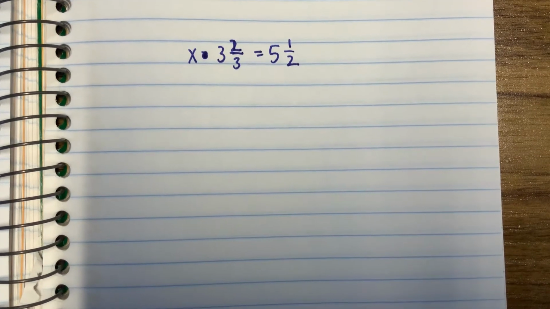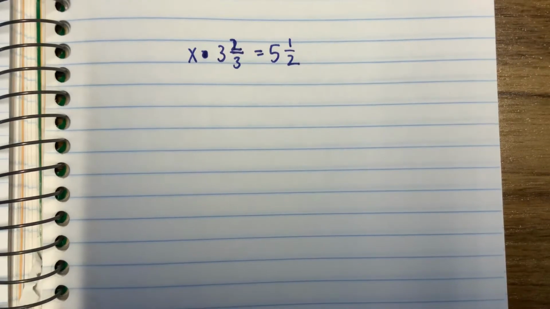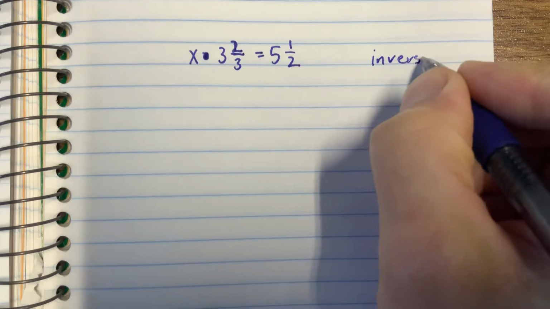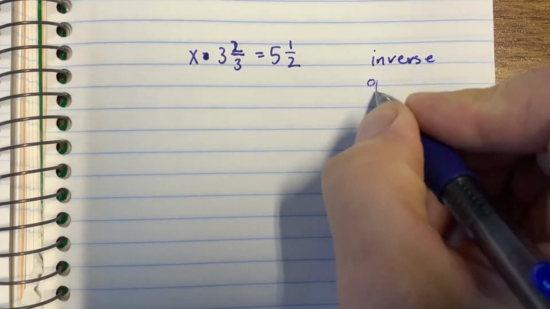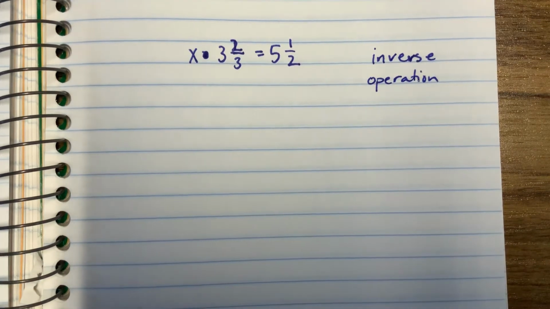All right, we have an equation here. X times 3 2/3 is equal to 5 1/2. Hopefully just by looking at this, you can see that we're gonna use the inverse operation strategy here to solve for X, which means we wanna isolate the variable, get X by itself.